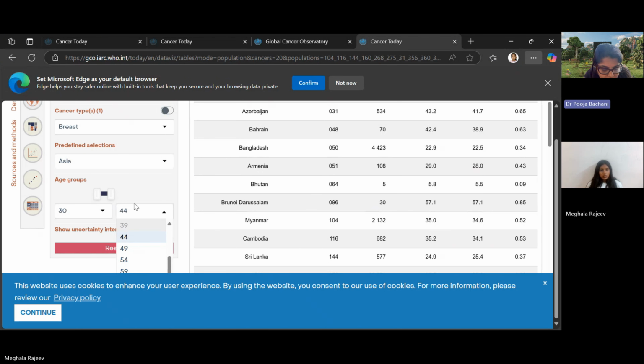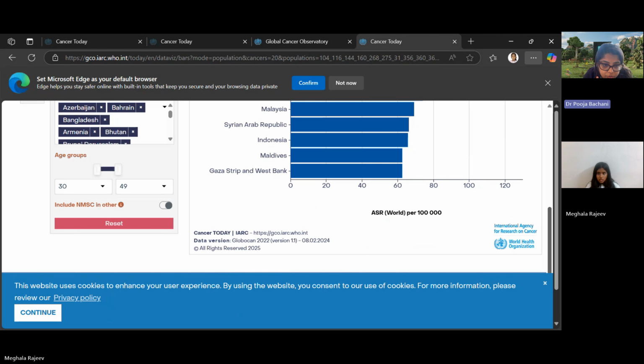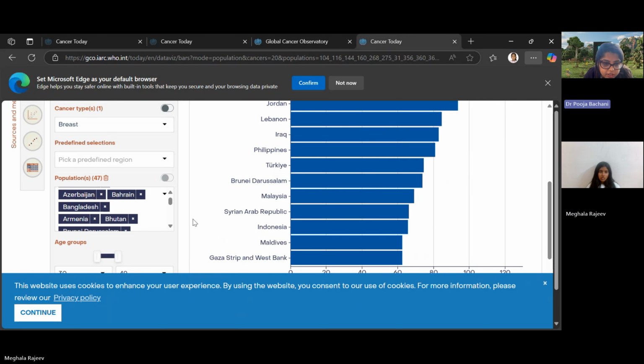So I will be giving you the whole process of how to do it. See, it's a predefined selection, so be careful while resetting everything. And then just download the Excel file for Asia, and then you extract the India part. So first you collect the raw data from here. Okay. So age group should be 30 to 44 and so on up till 80.